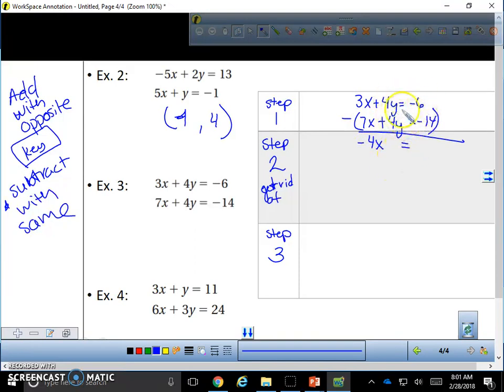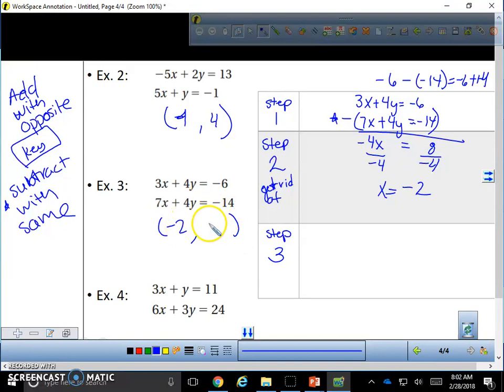Here's where it catches you guys off guard. Be careful with subtraction, okay? Negative 6 minus negative 14 is negative 6 plus 14. Those are opposite signs, so we subtract, and that will be 8, and it will be positive. Bam. Divide by negative 4. X equals negative 2. So we found out negative 2 is x. Solve for y. It's okay that it flip-flops from the last example.